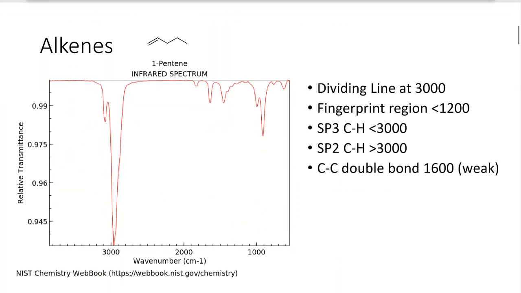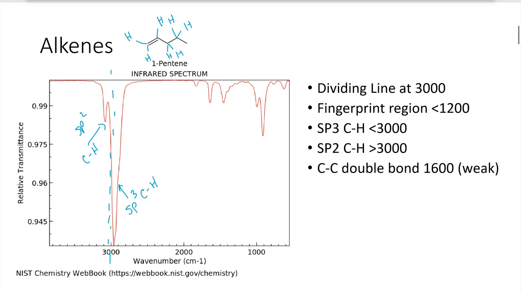So the next functional group that we're going to look at is an alkene. So alkenes are often similar in structure to alkanes because they often also have sp3 CH bonds. And so if you start with the dividing line at 3,000, just below 3,000 we have the sp3 CH stretch, okay? And just above 3,000 we have the CH stretch that results from the sp2 hybridized CH bonds. Okay, so those are some of the important features in this spectrum.